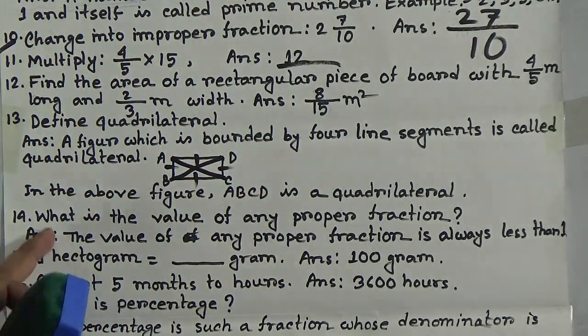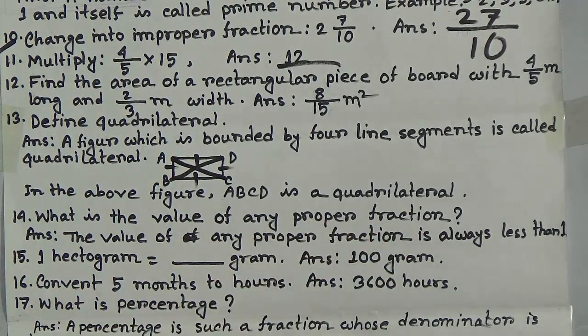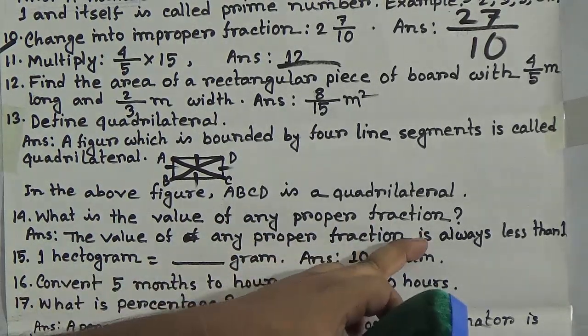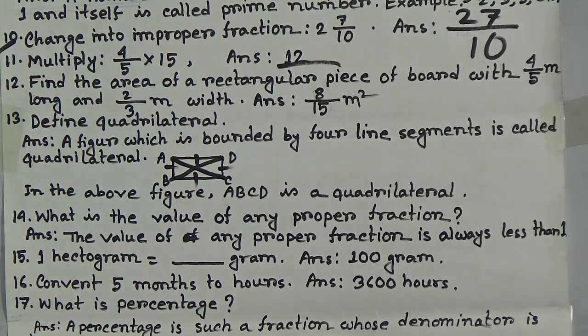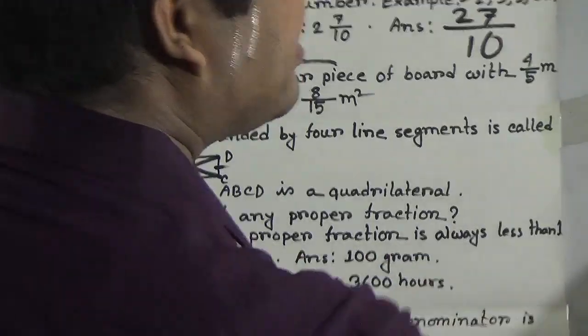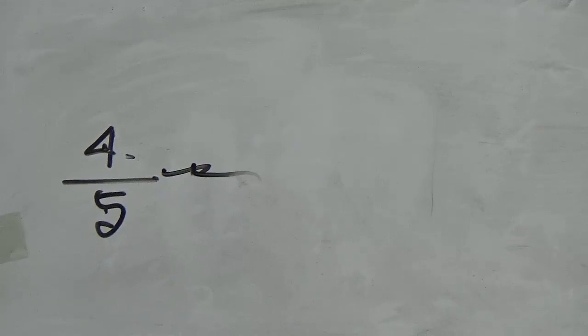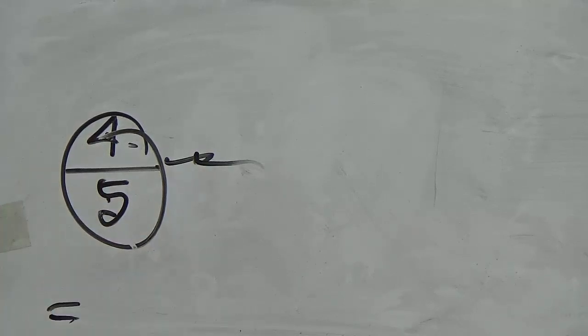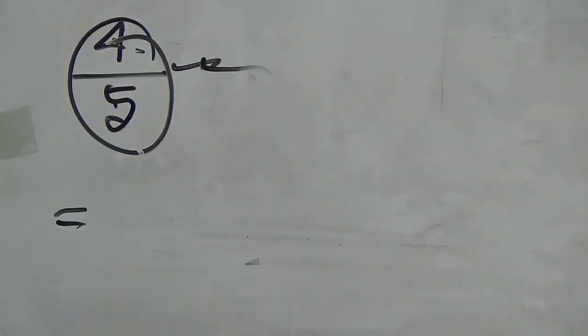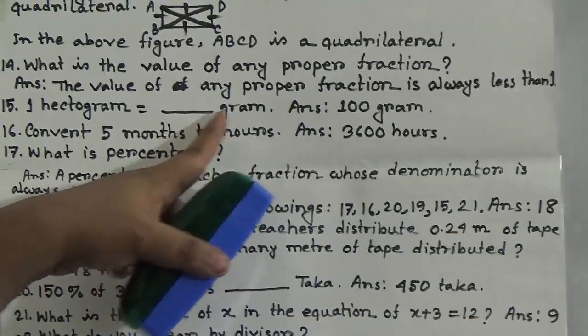Okay, our next question is, what is the value of any proper fraction? The value of any proper fraction is always less than 1. Students, I repeat, the value of any proper fraction is always less than 1. Do you know which one is a proper fraction? Yes, a fraction whose numerator is always less than the denominator is called a proper fraction. So here you notice that 4 by 5 is a proper fraction. If we divide 4 by 5, then its value must be less than 1.